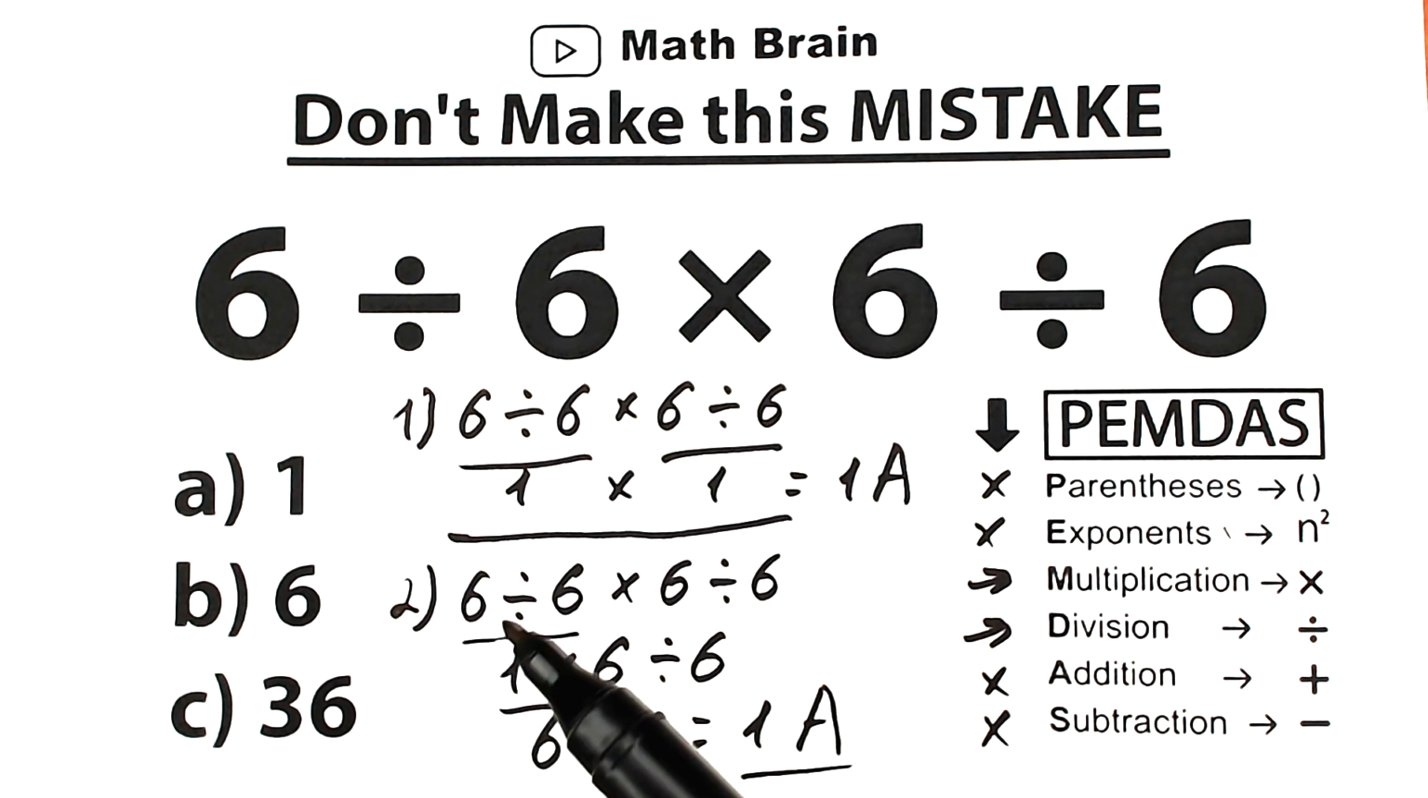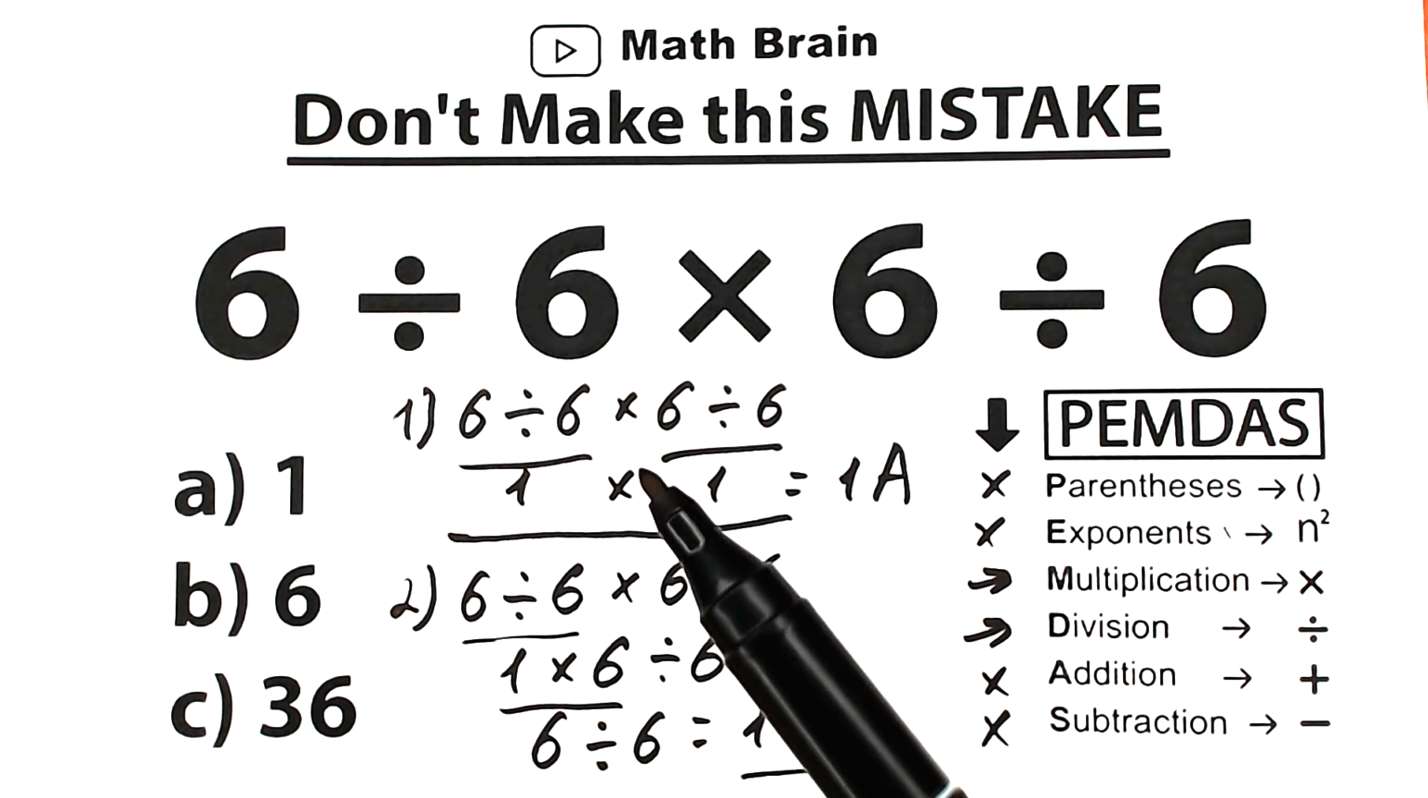In our second interpretation, we solved the challenge absolutely correctly, because this is the correct solution, in a strict order from left to right. 6 divided by 6 is equal to 1. 1 times 6 is equal to 6. 6 divided by 6 is equal to 1. So this is the correct solution. This is the correct approach.